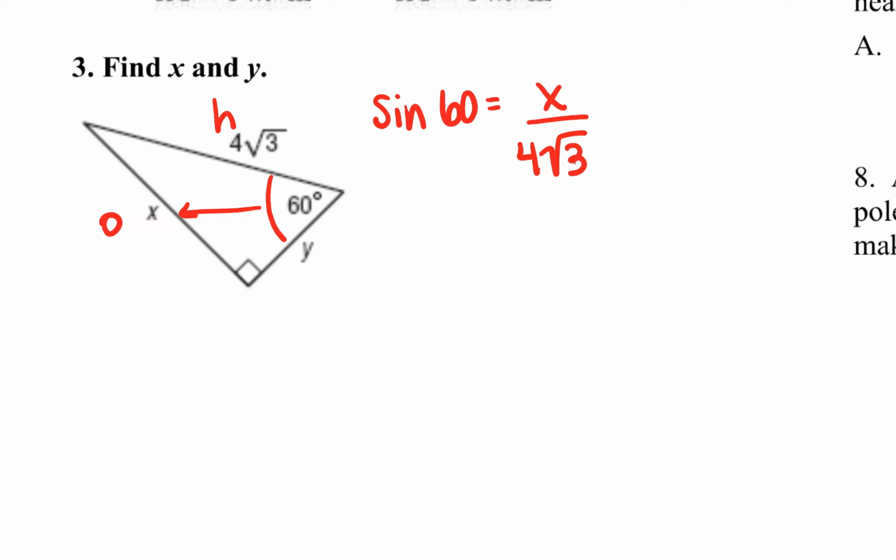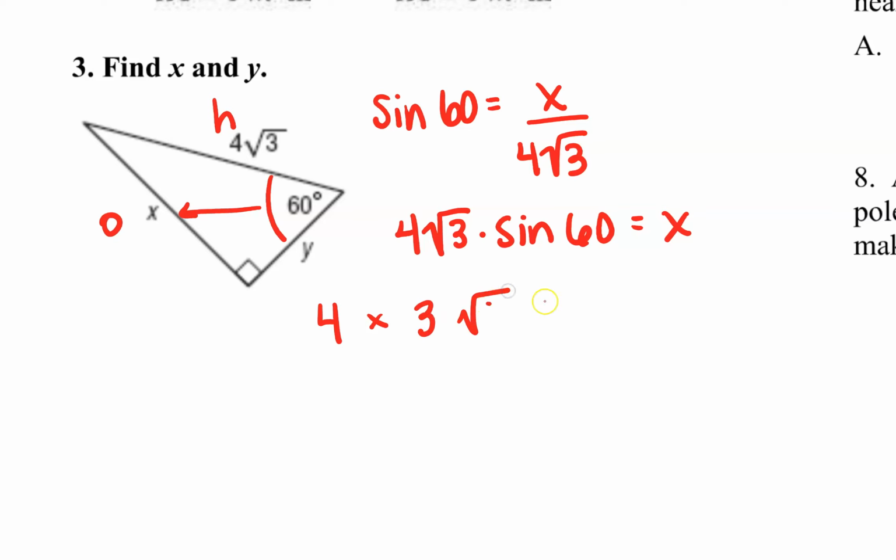Okay. I need to multiply to solve this. So 4 square root of 3 times the sine of 60 is my answer for x. How do I enter that in the calculator? I'm going to key it like this. 4, then I'm going to hit multiply, then I'm going to hit 3, then I'm going to hit the square root button, then I can say times again, then I hit 60, then I'm going to hit sine, and get an answer. So all of that should come out to be 6.